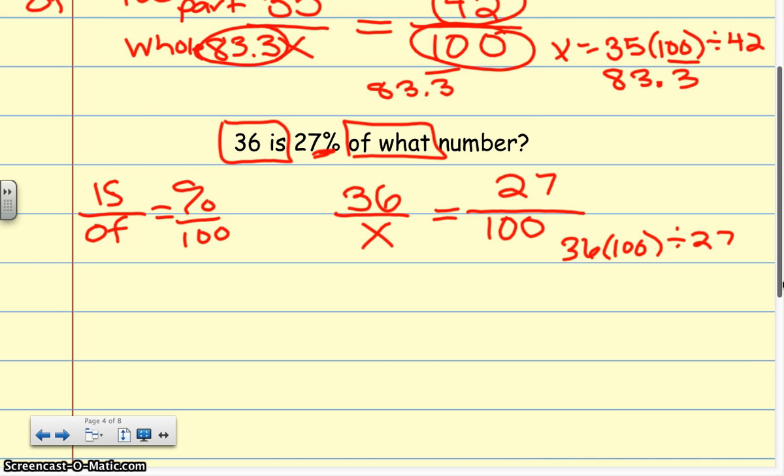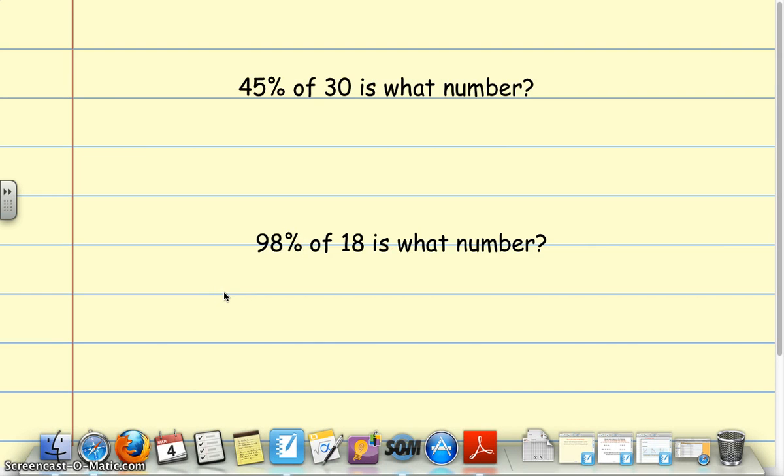Which is 133.3 repeating, okay? Alright, let's do another example. Looking at this next example, we have 45% of 30 is what?